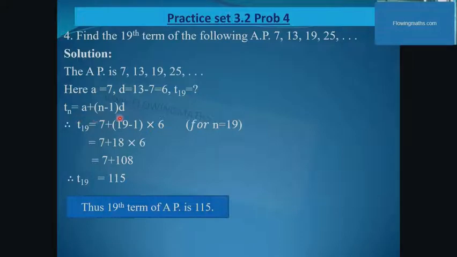So Tn is A plus (n minus 1)D. So T19 will become 7, that is replacing A by 7. Bracket 19 minus 1, because this is for n equal to 19. Multiply by D, which is 6. So 7 plus 18 into 6. 7 plus 108, that is 115. Thus, the 19th term of the AP is 115.